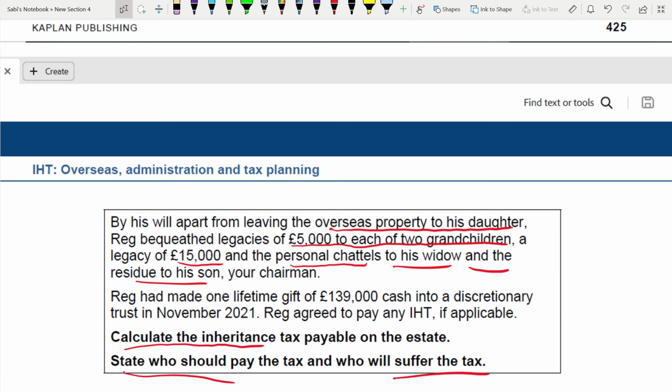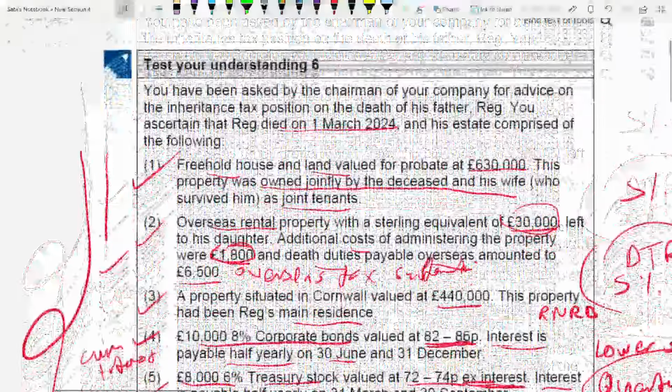So you see, what are the exempt legacy? That is only to the spouse. Nothing to the daughter is exempt, nothing to the grandchildren is exempt, nothing to the son is exempt, but anything to the wife, to the widow is exempt. That is legacy of 15,000, personal chattel is 10,000, and one more thing he has left to the spouse is freehold house.